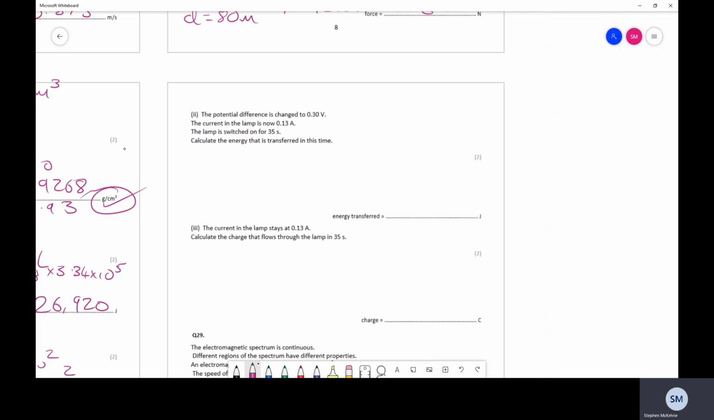Potential difference is changed to 0.3 volts. Voltage is 0.30 V. The current in the lamp is now 0.13 amps. The lamp is switched on for 35 seconds. Calculate the energy that is transferred in this time. This is the equation. Energy is equal to voltage times current times time that the lamp is on. So E is equal to V times I times T.